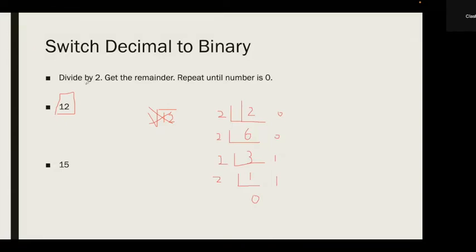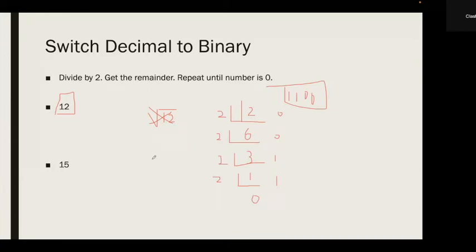So this is what I mean by repeatedly dividing the number by 2 again and again and again until the number reaches 0. Then you flip the remainders. So you flip from top to bottom. So you will get that this number represented in binary is 1100. So this is a very quick and simple method to switch decimal numbers to binary extremely quickly.